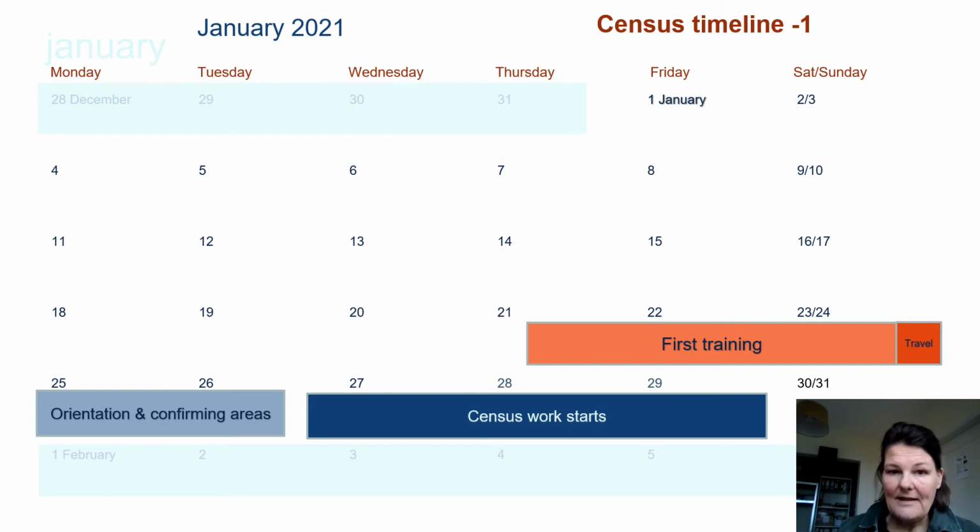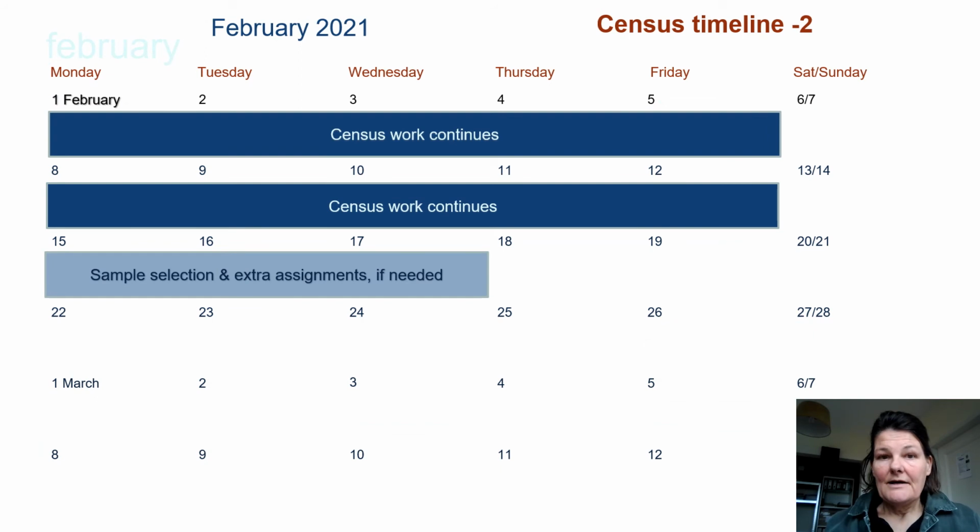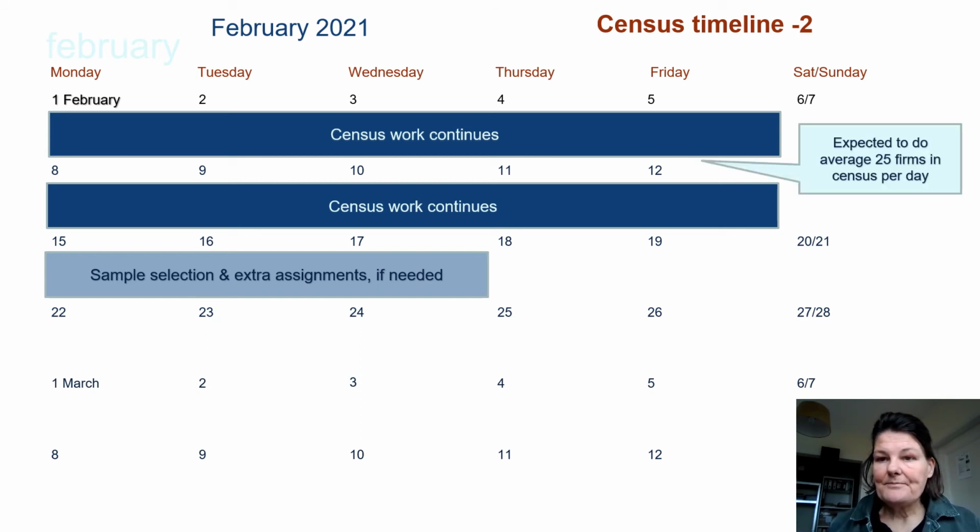So the census will continue for another 2 weeks in February until Friday, 12th of February. You are expected to do 25 firms on each day you work on the census. In case you would get behind, or something went wrong or whatever, hopefully you can take some time on Saturday or even Sunday to ensure you complete your assignment.